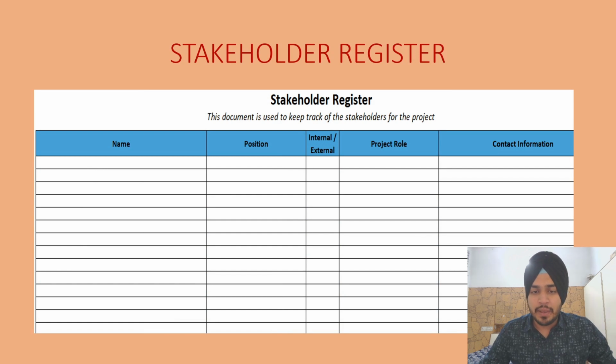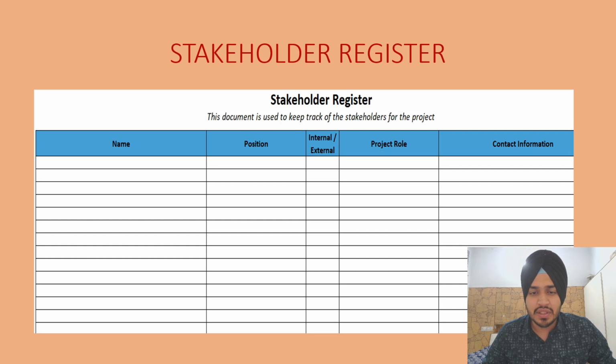So we will prepare a stakeholder register document and we will store all the stakeholders' names and their information, so that if we need it, we just need to open the stakeholder register and we can contact that person and gather the information or gather the requirement. There are a few columns that we have in the stakeholder register.